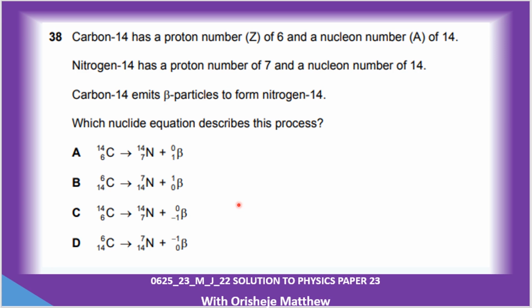Emits beta particle. So you have carbon 14 goes to nitrogen 14 to emit a beta particle. So you balance the equation. The nucleon number, mass number 14, 14 on the right is equal. Then atomic number 6 on the left, then in the right product, you have 7 take away 1 will give me 6. So C is the answer.